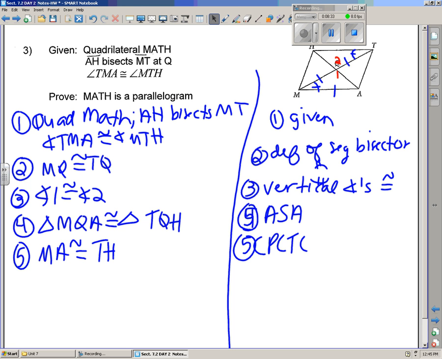Can't draw on it for some reason, I don't know how that happened. That thing's got to go back up there. So these guys are congruent to one another.